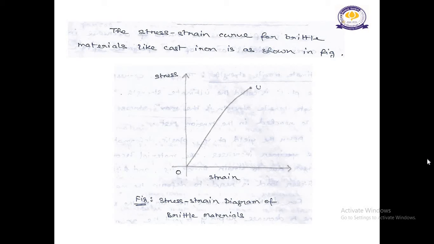So let me explain this curve. It is observed that such materials like cast iron do not exhibit the yield point. The deviation of the stress strain curve from the straight line begins very early, and fracture occurs suddenly at the point U with very small plastic deformation and without necking also. Therefore, ultimate tensile strength is considered as failure criteria in brittle materials.